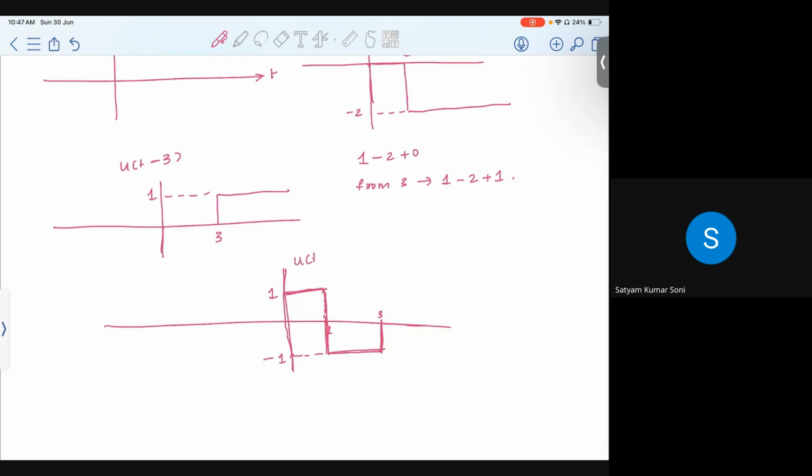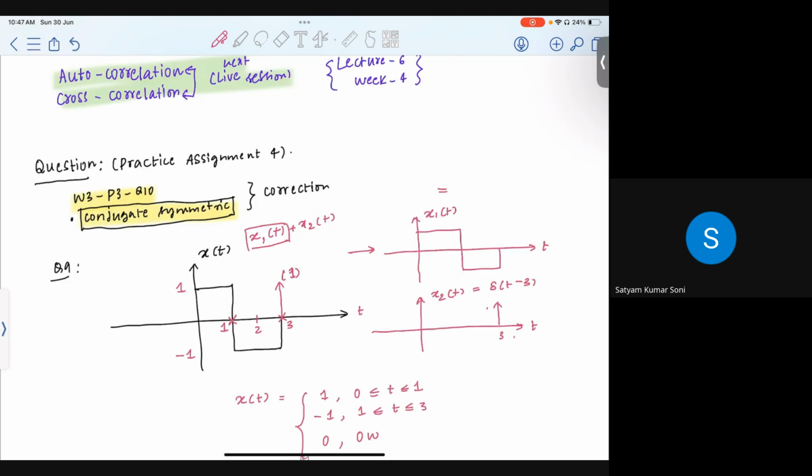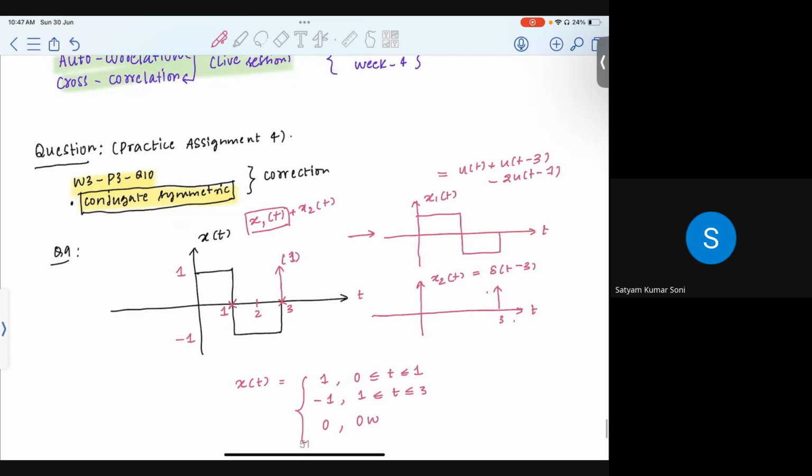Okay, so this is your signal. So this is u of t plus u of t minus 3 minus 2 times u of t minus 1. This is what we want. So this x1 of t signal is nothing but u of t plus u of t minus 3 minus 2 times u of t minus 1. And the x2 of t signal is delta of t minus 3. Hence, the right decomposition of the signal is x1 of t plus x2 of t. Is that okay?